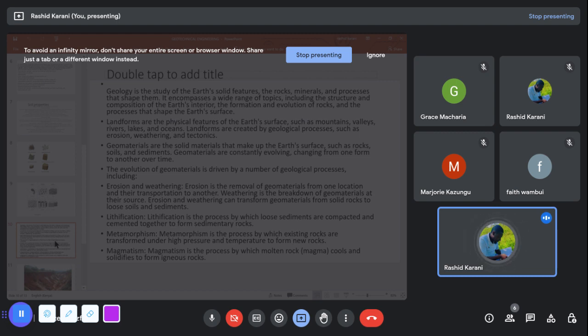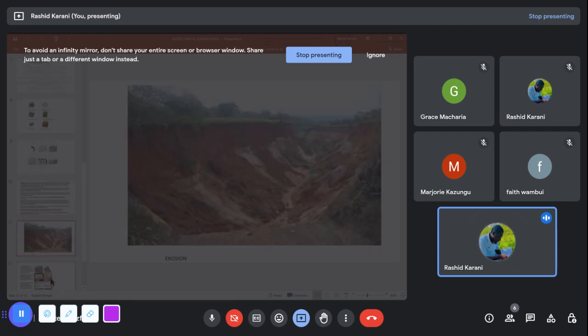We have the landforms, and the landforms are the physical features of the Earth's surface, such as mountains, valleys, rivers, lakes, etc. We have the geomaterials, which are the solid materials that make up the Earth's surface, such as rocks, soils, and sediments. These materials are formed from different processes, which include erosion and weathering. This is erosion, where the land has been eroded. I can see from your rural homes and areas, you have heard about erosion and landslides, which are part of erosion.